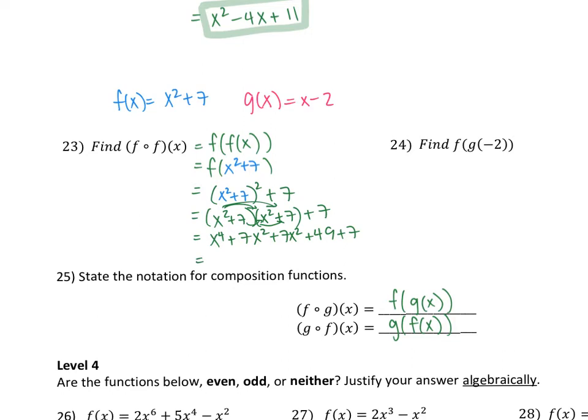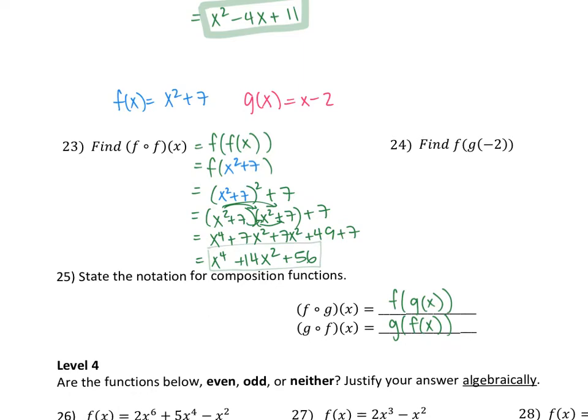So if I combine like terms, x to the 4th comes down. The two 7x squared terms combine to give you 14x squared. 49 plus 7 gives you 56. And so that there is my final answer because I can't combine it any further.